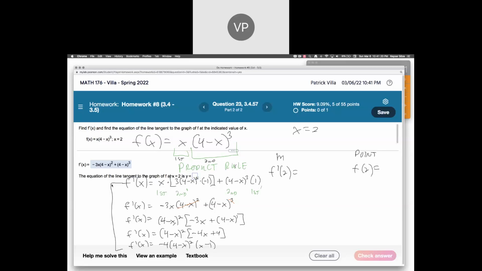So f prime of 2, it doesn't matter which one I do, but I'll just go to this one right over here. F prime of 2 is going to give me negative 4 times 4 minus 2, which is 2 squared, and for 2 minus 1, which is 1. So it looks like I get a negative 16. Now, if I was to plug it into the one we did right here as well, we should get the exact same thing. If I found f prime of 1, we get a negative 3 times 3 squared plus 3 cubed.